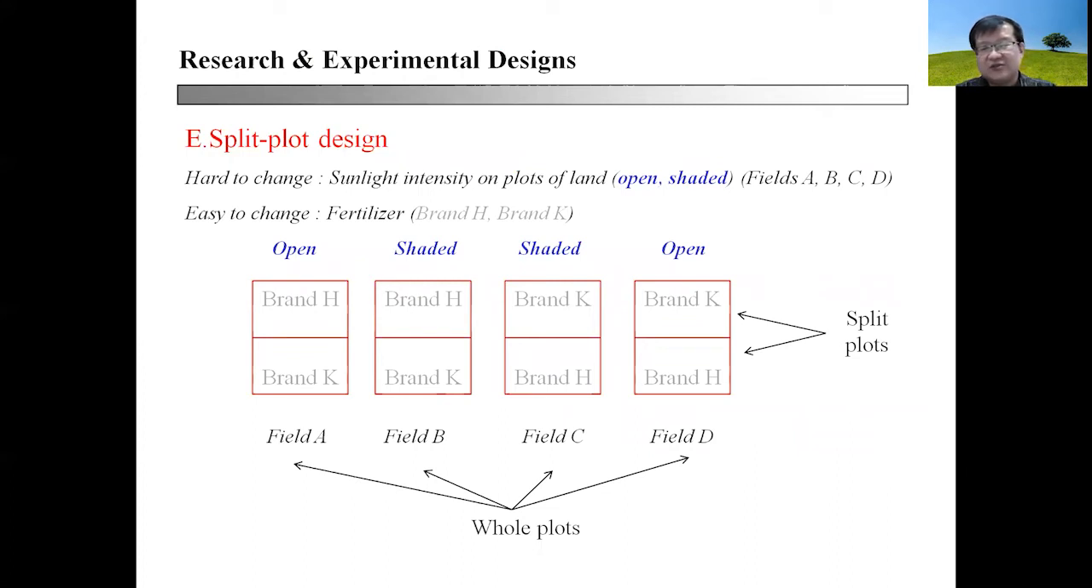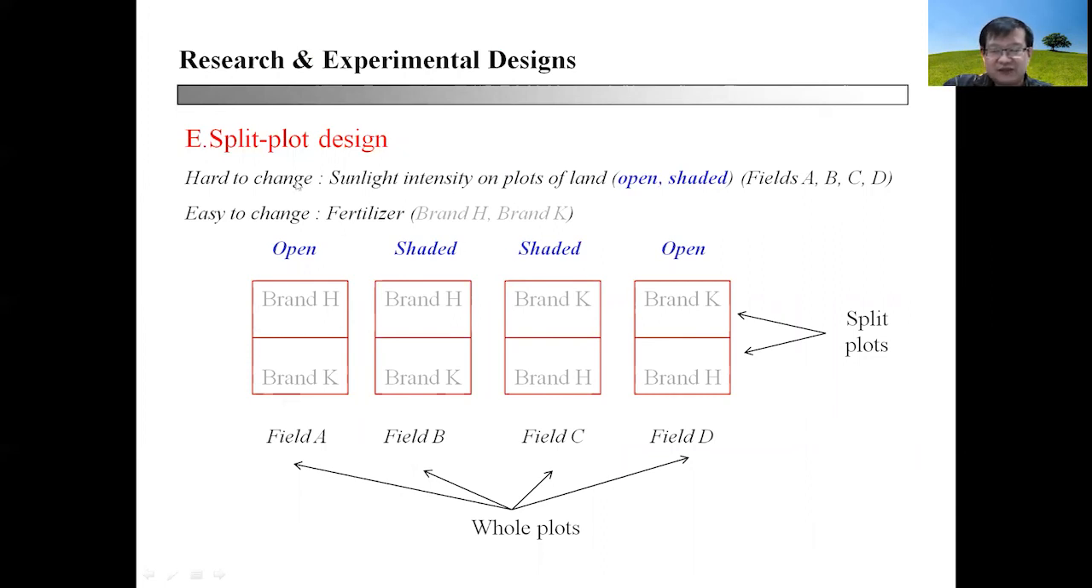In order to make this standardized, of course, the ideal way is to chop down all trees and ensure all the plots of land have equal sunlight. Well, sometimes this may not be possible at all. However, it's easier to change the type of fertilizers used, brand X, brand H, and brand K, for example. So as you can see here, what you need to do now is just assign the various plots of land as open, shaded, shaded, and open.